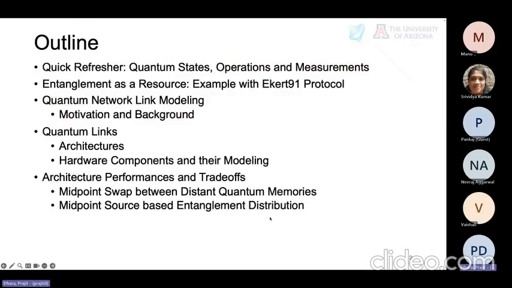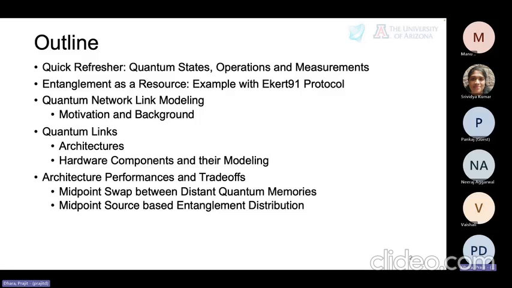I want to start with a quick refresher on quantum states, operations, and measurements, even though these are usually things we all know, but I find that even among physicists, there are sometimes misunderstandings of what a certain terminology means. So as somebody who's been trained in quantum information theory, I wanted to give you my perspective of what these terms are. Then a quick look at what entanglement can be used as a resource for, by showing you what a very simplistic protocol known as Saikat 91 can do in terms of entanglement being useful for quantum communication.